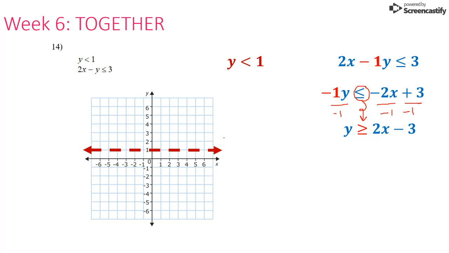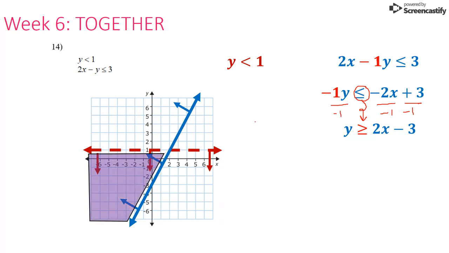And then we graph both of these. So the first one, horizontal line and shaded below. Graph the second inequality, it's a solid line and it's shaded above. And so the overlapping shaded area is your final solution.